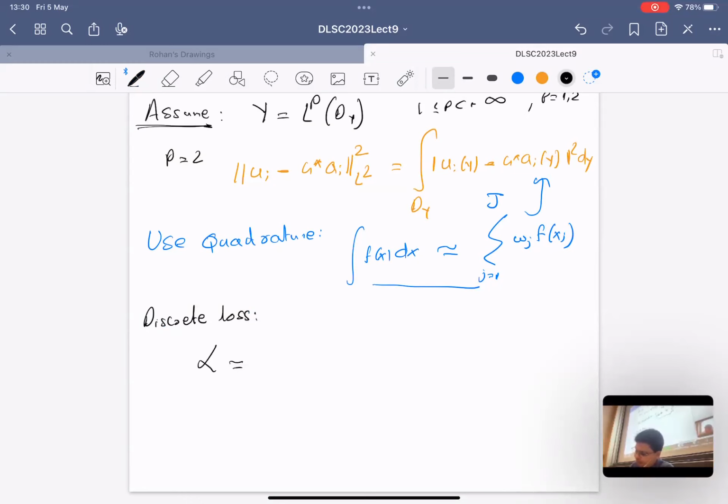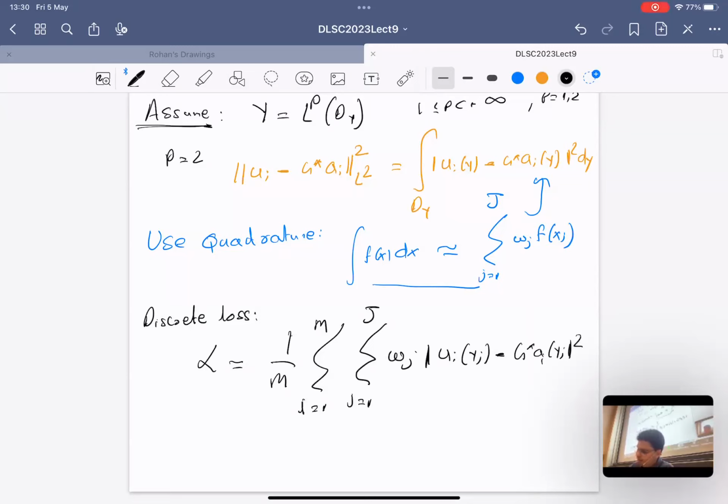This is given by, remember that I had my function space, 1 over m, i from 1 to m, but now I'm doing a discrete variation here. So this is j from 1 to capital J of omega j, right? And then I have ui of yj minus g star of ai, also evaluated at yj, squared. So this is the loss function that I have in practice.